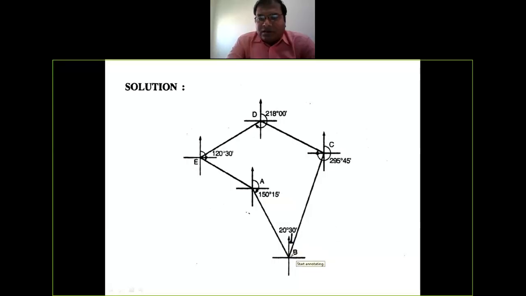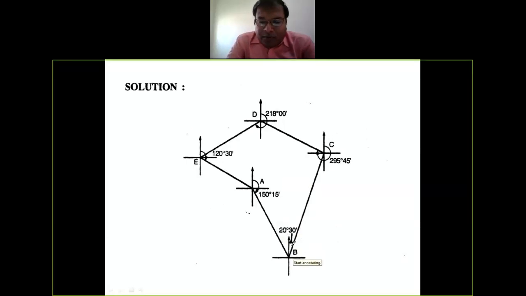Okay. What is this value, 150 degree 15? It is my fore bearing reading for line AB. Now I am here. Again, you have to draw this way to mention your north direction. Then you have to take the fore bearing of line BC. As I told you, I have to take all the fore bearing lines only.